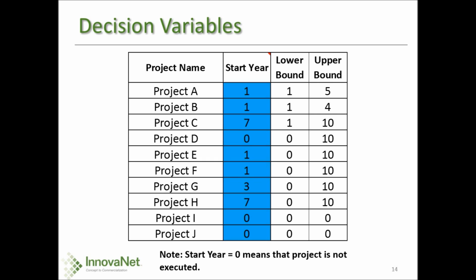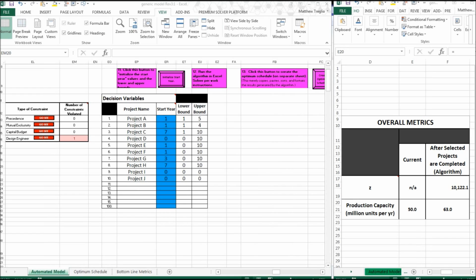Now, supposing that we've already entered all the input data in the model, let's see how it runs. After we've entered all the necessary input data, the next thing we need to do is to initialize the start year and the bounds. This macro just initializes the start year values to 0 and adjusts the values for the upper and lower bounds to take into account the projects that have been forced into the schedule or forced out of the schedule. This helps the algorithm arrive at a good solution faster.